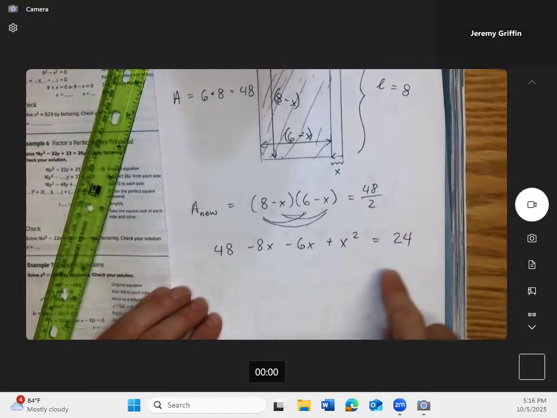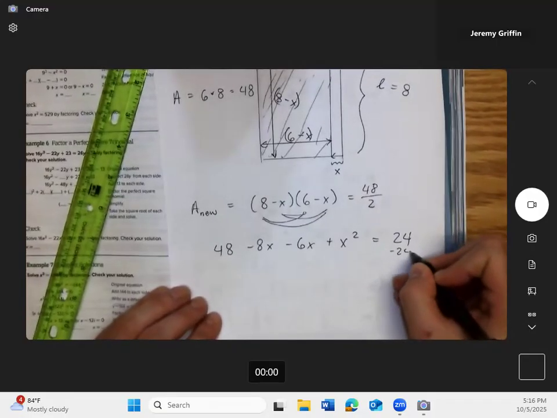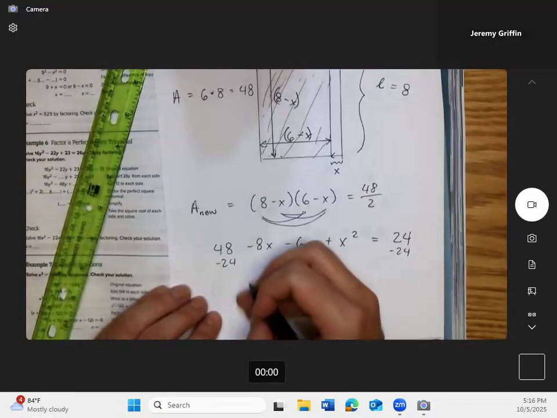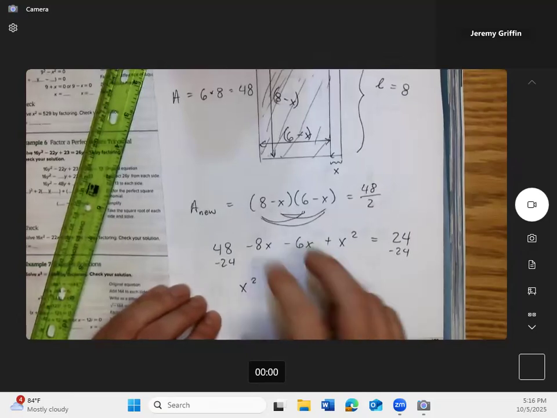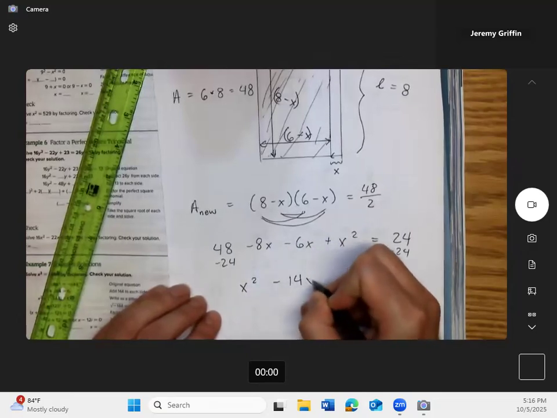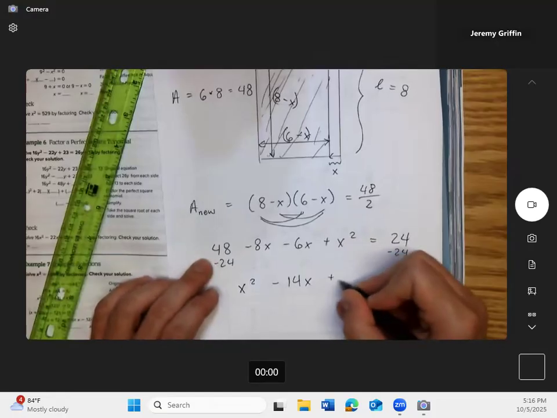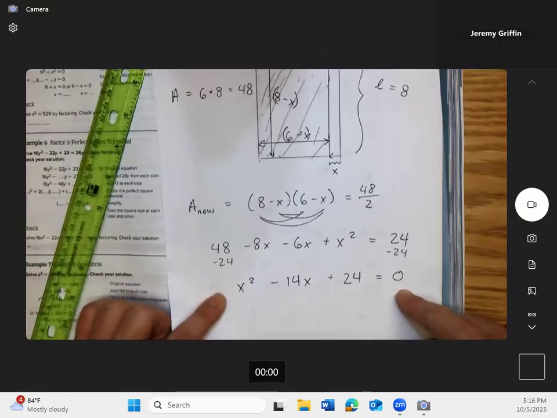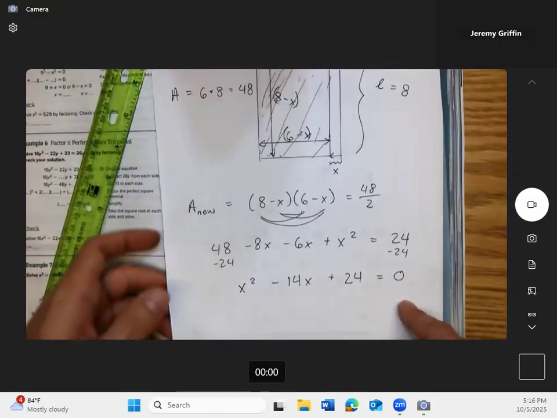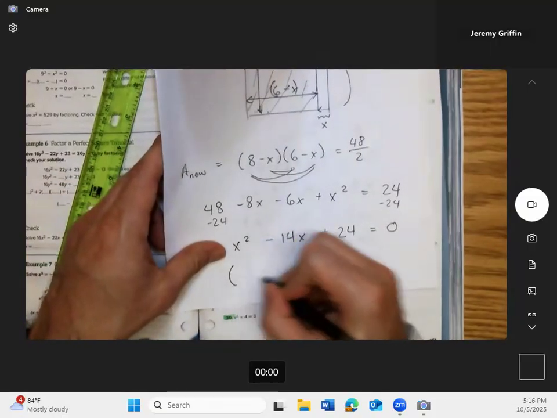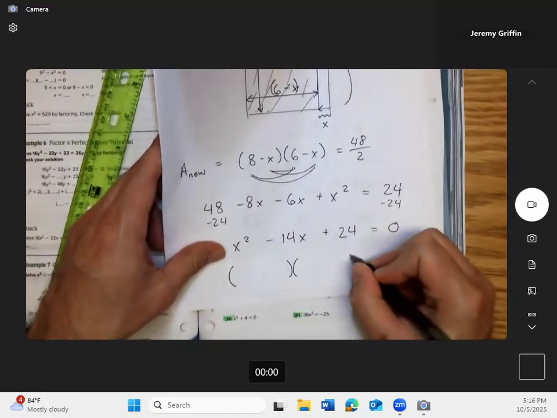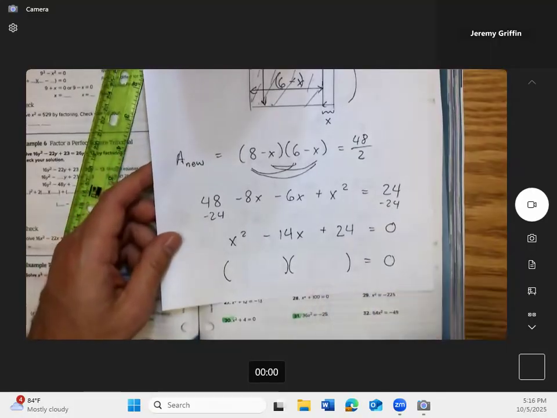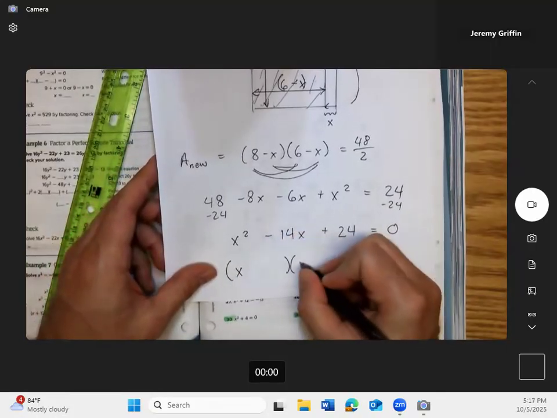So subtract 24 over: 24 minus 24. I can combine these two. So I've got an x squared minus 14x, and then this would be plus 24. And that's equal to 0. Every single example we've done this lesson, we're getting it all set equal to 0. And then we can factor. Just like all along, if you get really stuck at this point, you could break out the quadratic formula, no problem. But I think we're able to figure this out.